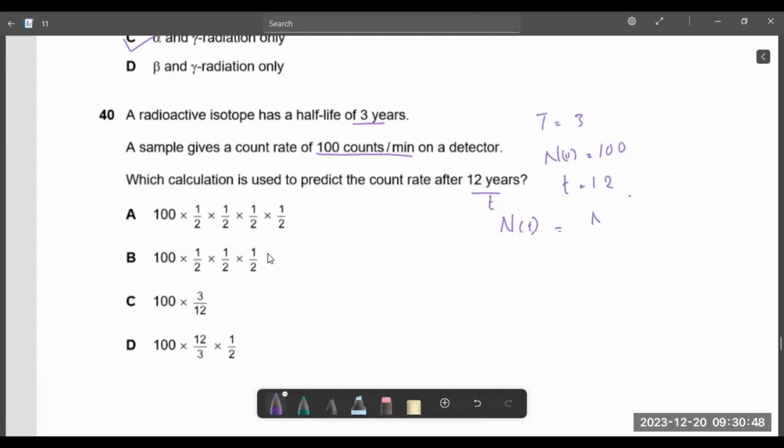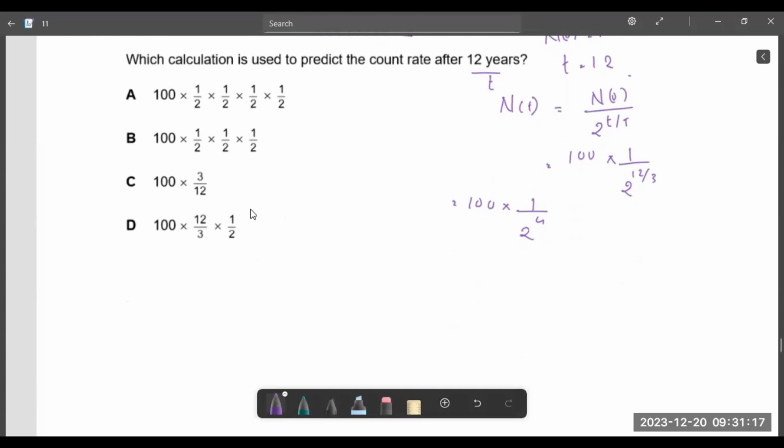We can find it by Nt equals N0 times 1/2 raised to t/T. Here N0 is 100, times 1/2 raised to small t, which is 12, over capital T, which is 3. So we can write it as 100 times 1/2 raised to 12/3, that is 4. Again it can be expanded like 100 times 1/2 times 1/2 times 1/2 times 1/2. So here the right choice is A.